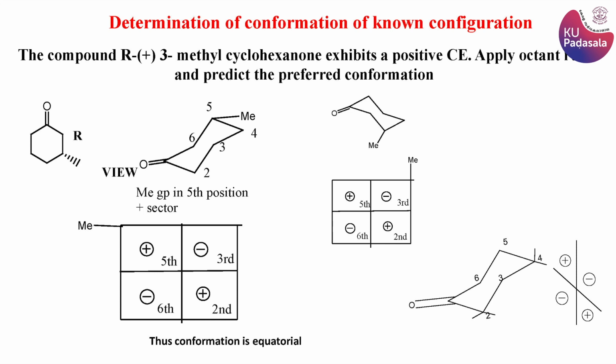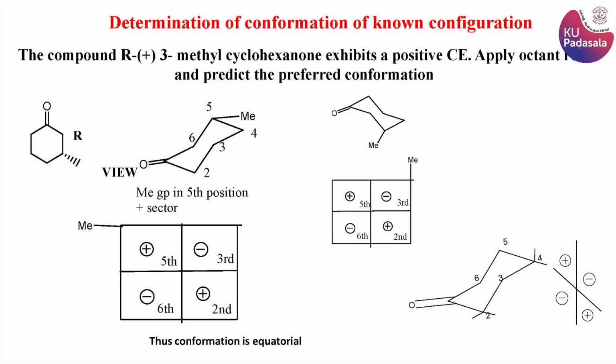So if I show this particular orientation, my methyl group is in the 5th quadrant, and the 5th quadrant we have already said is making a positive contribution. And from the question we have seen that this compound is exhibiting a positive Cotton effect. So, that means the structure that I have drawn is correct.